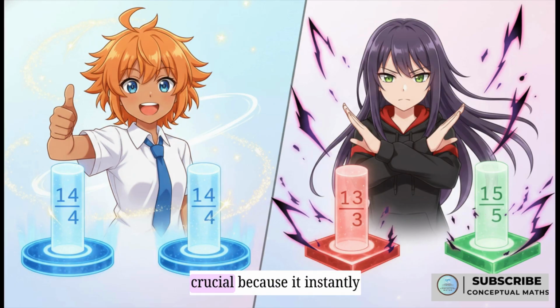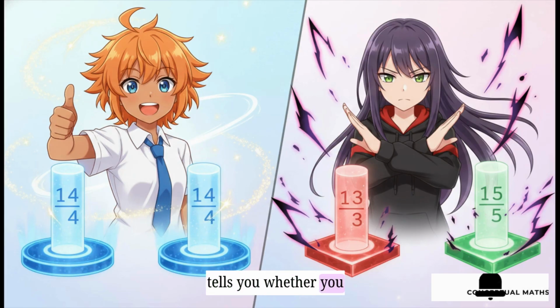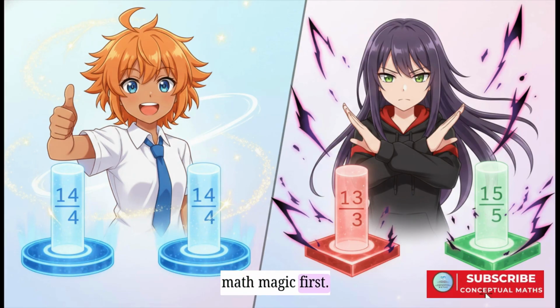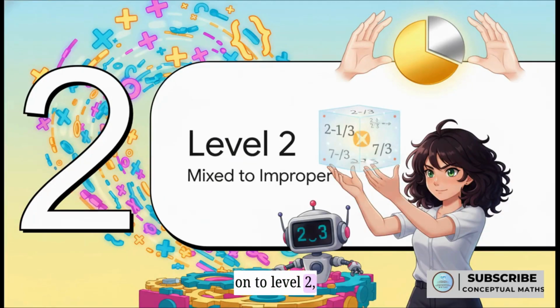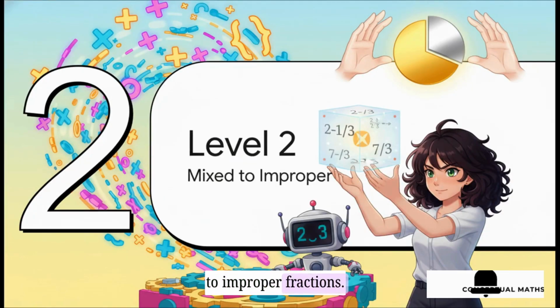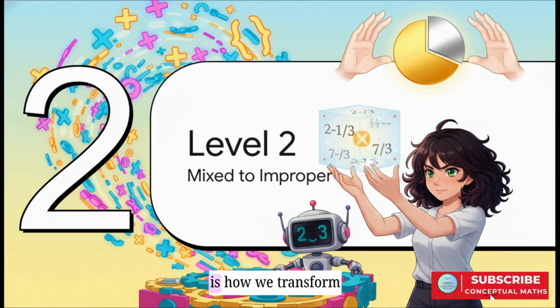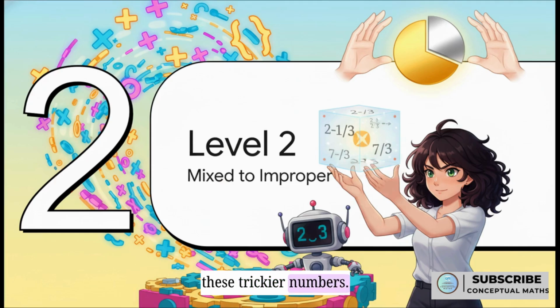Knowing this is absolutely crucial because it instantly tells you whether you can add them together right away or if you're going to need to do a little math magic first. Moving on to level 2, mixed to improper fractions. Now, what's really interesting about this next slide is how we transform these trickier numbers.